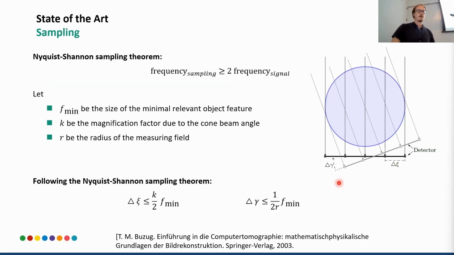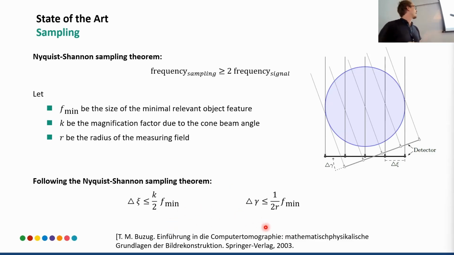Yep. The sampling is based on the Nyquist-Shannon sampling theorem. The frequency of the sampling needs to be at least twice the size of the signal frequency. And yeah, important parameters are the size of the minimal relevant object feature, F-min, the magnification factor due to the cone beam angle, K, and the radius of the measuring field, R. And then following Nyquist, we get these two equations.